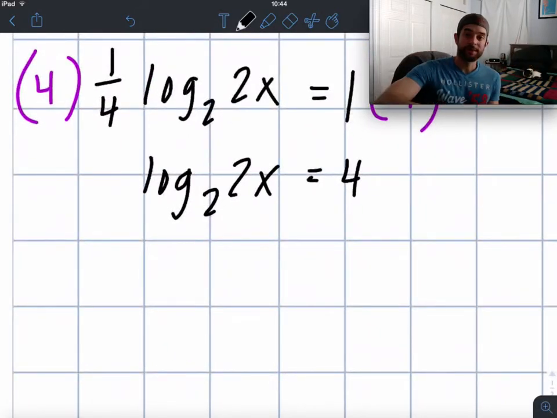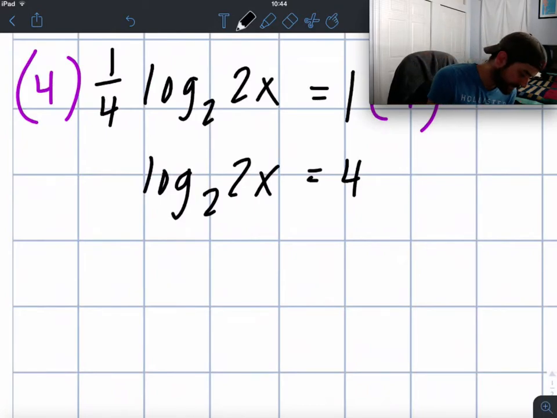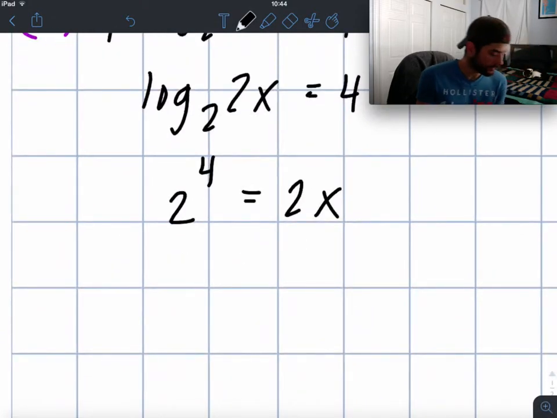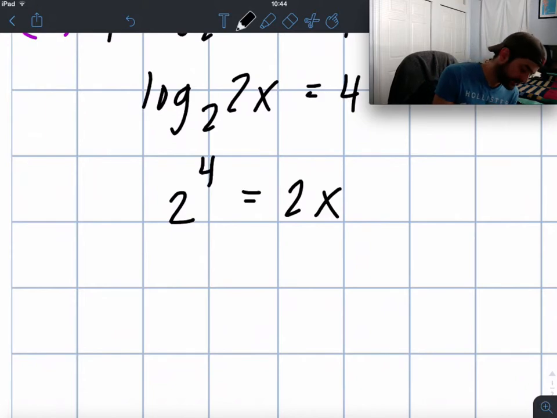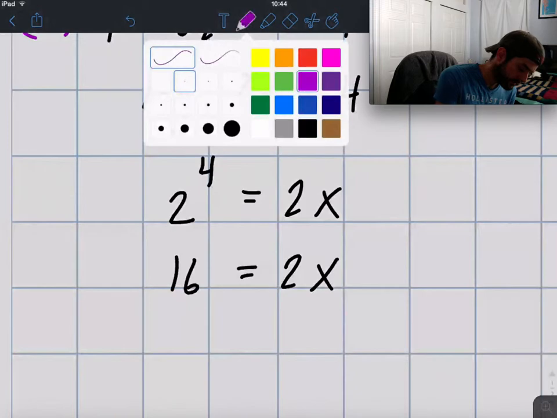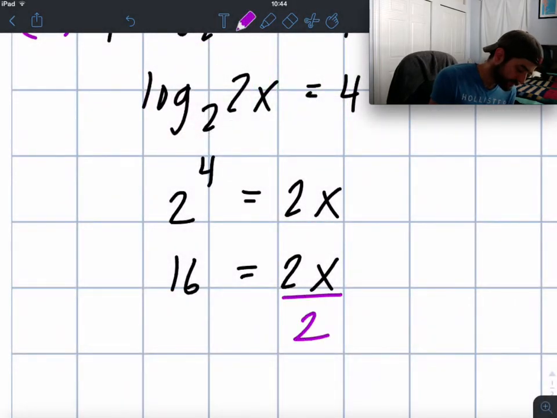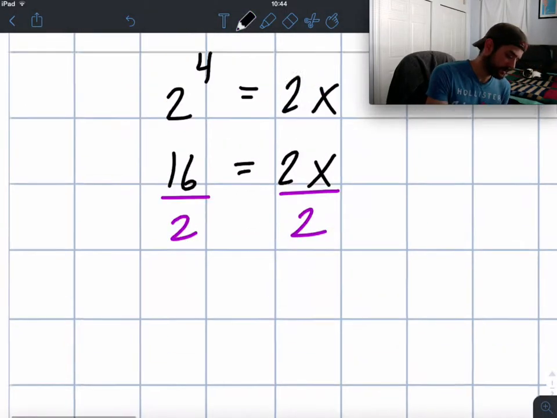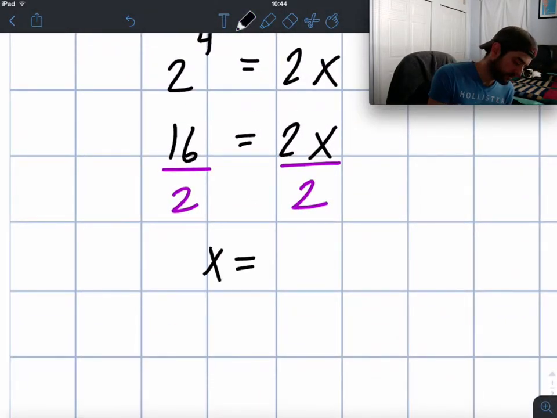My variable is trapped inside the log, so I have to rearrange it into exponential form. So base 2 to the 4th power equals 2x. 2 to the 4th is 16. So 16 equals 2x. Divide both sides by 2. And you get x equals 8.